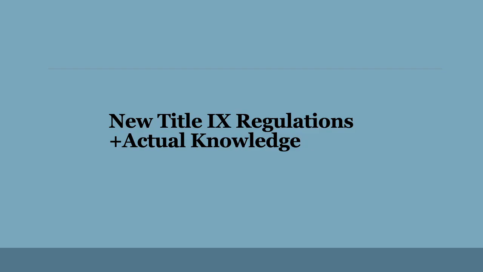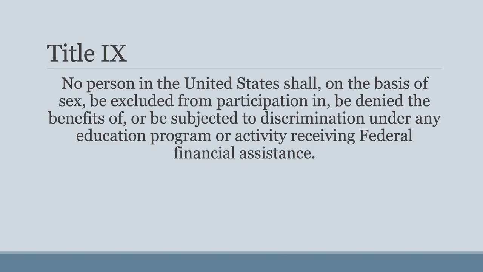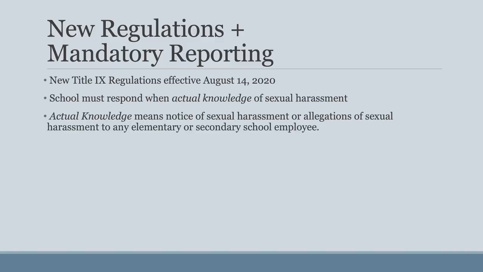Most of us are familiar with or have heard of Title IX. It's been around since the 1970s. What went into effect on August 14th was new regulations that the United States Department of Education issued back in May. These new regulations set out a new process for school corporations to follow when there are allegations of sexual harassment, and we'll talk about what qualifies as sexual harassment later in the presentation.